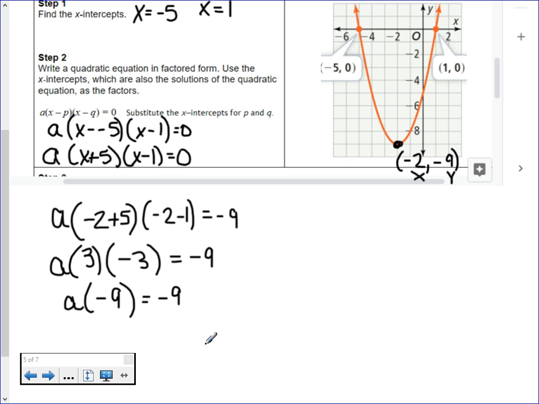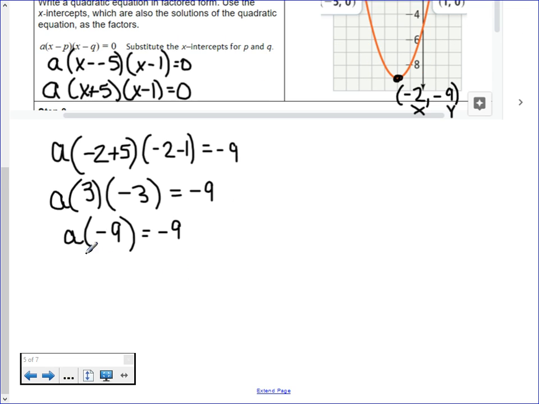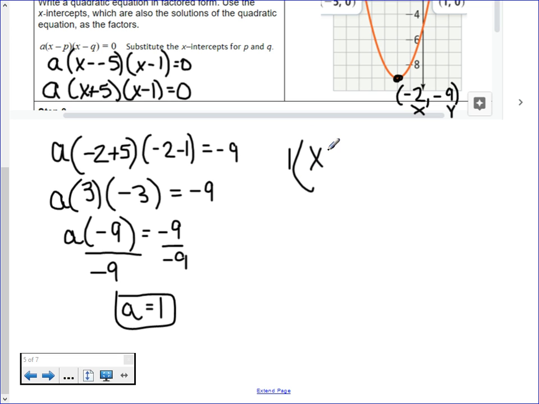And if I want to get a all by itself, what would I have to do to move the -9 over? Right now we're multiplying, so the opposite of multiplying is to divide. And it's negative 9 divided by -9. So we know that a equals 1. So now it's going to be in factored form. We're going to use this, and instead of a, we're going to put 1. 1 times x plus 5 times x minus 1. And that's it. You can say f of x or y equals.